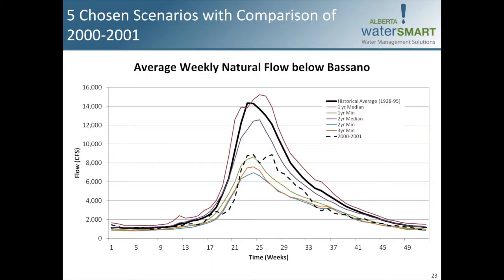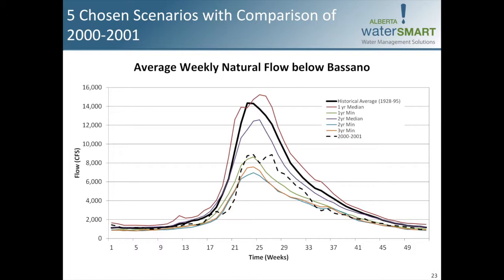So the 5 chosen scenarios were graphed here. These are a graph of weekly average mean flows below Bassano. So basically, it's the average of all 30 years, or in the historical case, 67 years. So the dark black line is the historical 67-year average. That's on there to show you that the 2 median scenarios, the 1-year median and the 2-year median, are fairly average. What we've seen in the historical record, yes, there's some wet years in there, yes, there's some dry years in there, but overall it's fairly average.